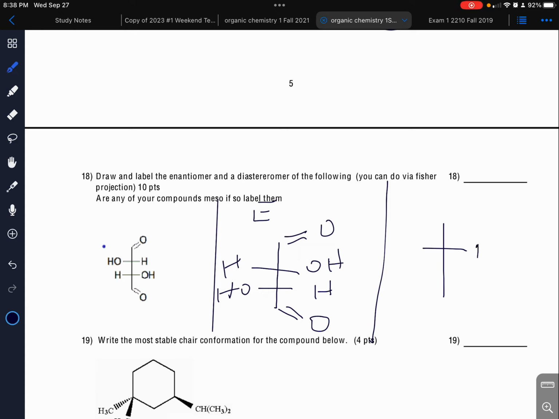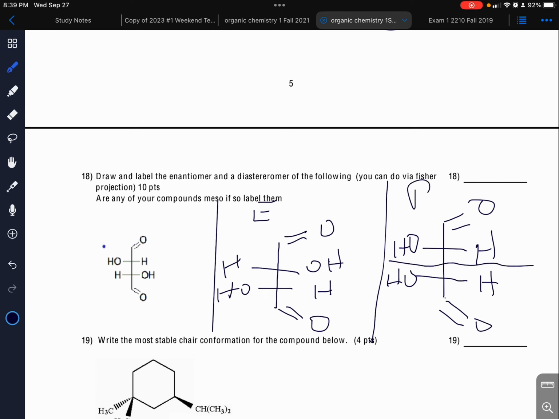So I'm going to keep this H and this OH where they are. Double bond oxygen. I'm going to move this one OH and H. Double bond oxygen. Now if I look at my diastereomer, it has a plane of symmetry. Therefore, this one would be meso.